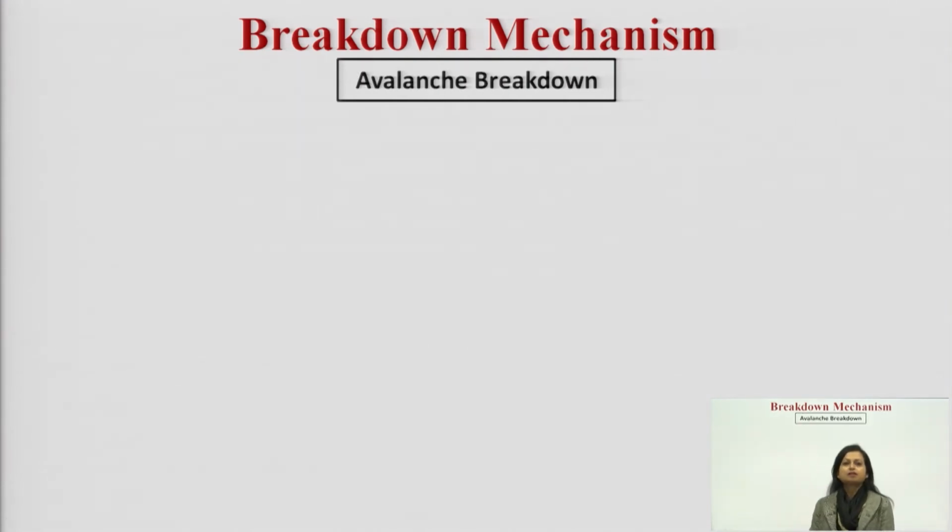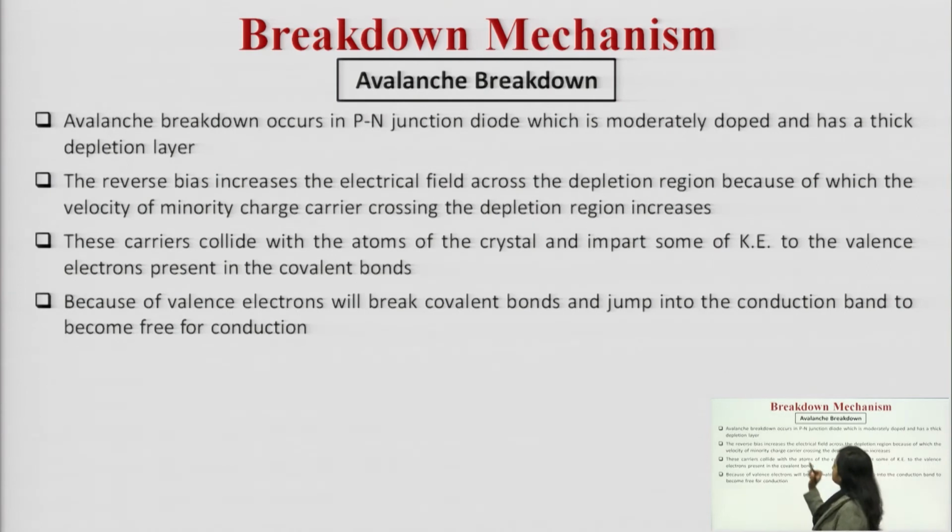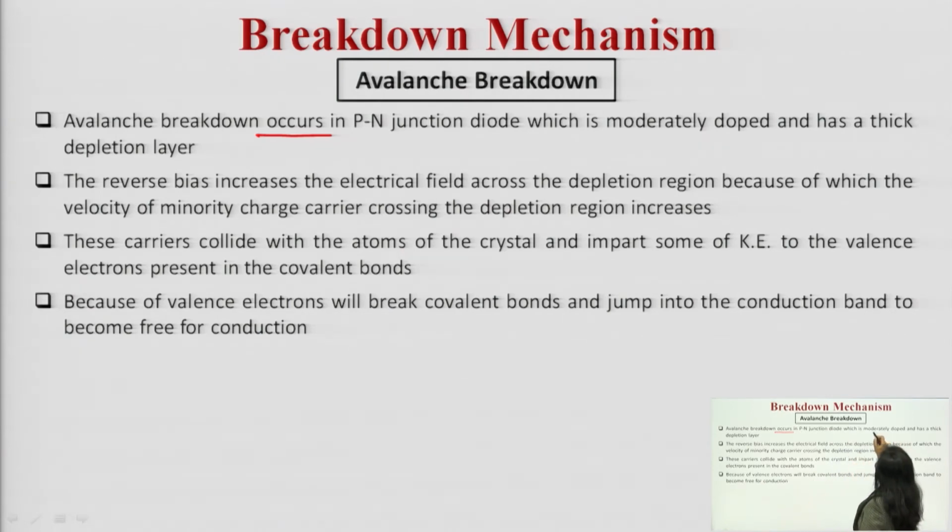Now, let us discuss avalanche breakdown. Avalanche breakdown is the second type of breakdown mechanism. What is avalanche breakdown? It also occurs in a p-n junction, but here you must remember that the doping is moderate. When the doping is moderate, it means the depletion layer will be relatively thick.